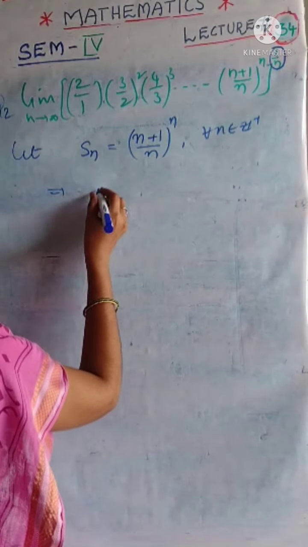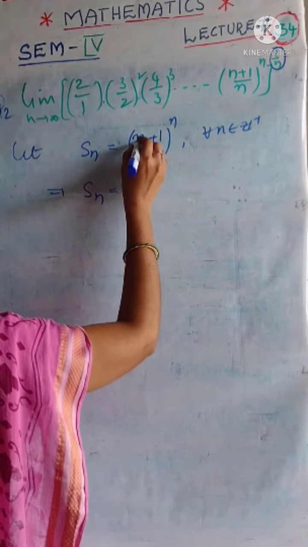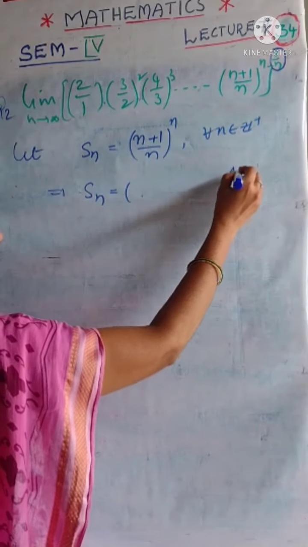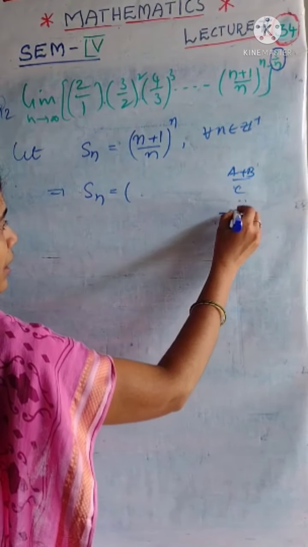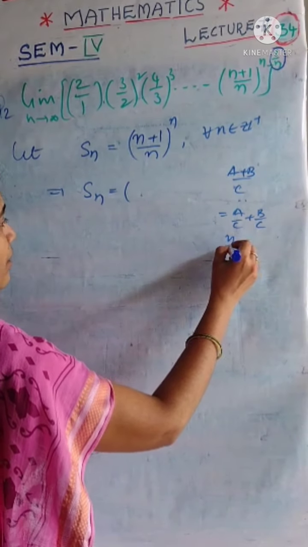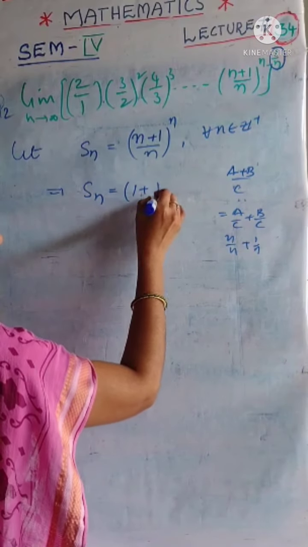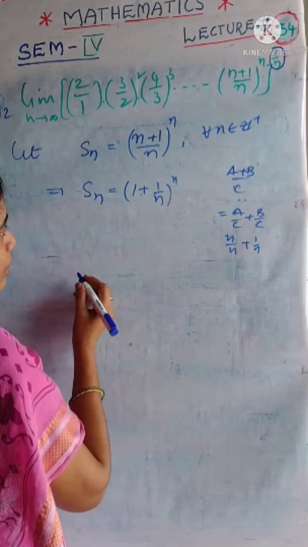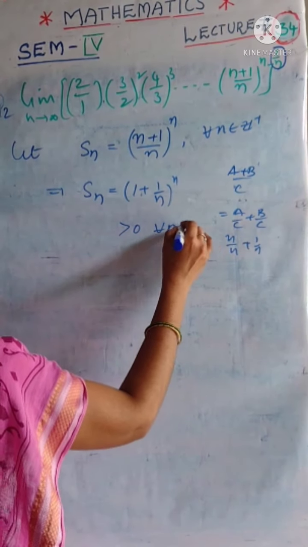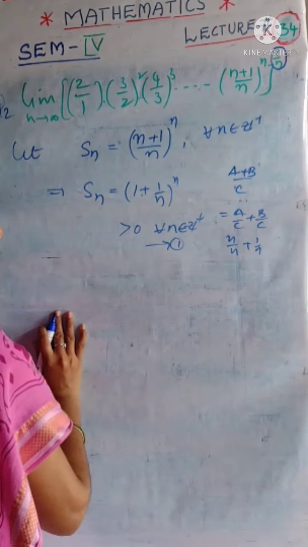Then obviously our sequence is a sequence of positive terms, and again we can write a plus b by c as a by c plus b by c. Then the first value is n by n, which is 1, plus 1 by n, to the power of n. Obviously it is a sequence of positive terms. It is the first condition of the result.